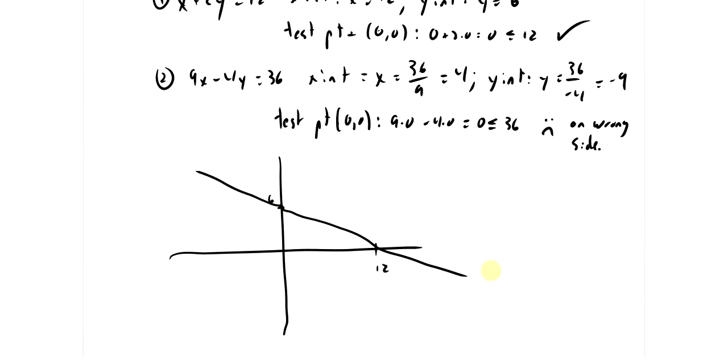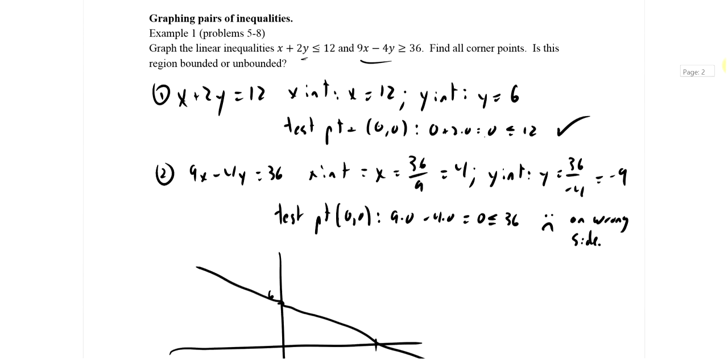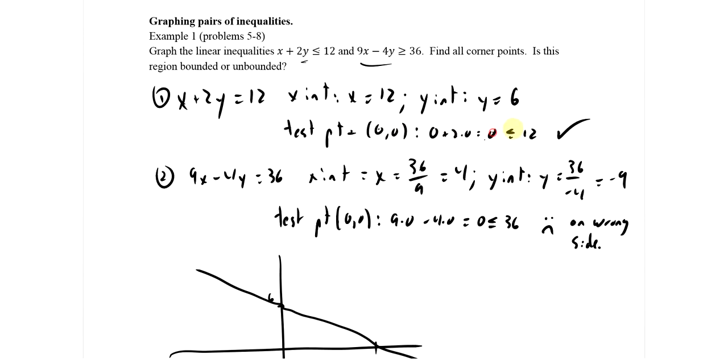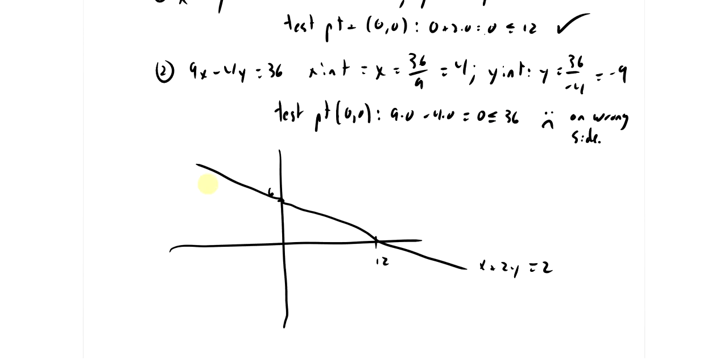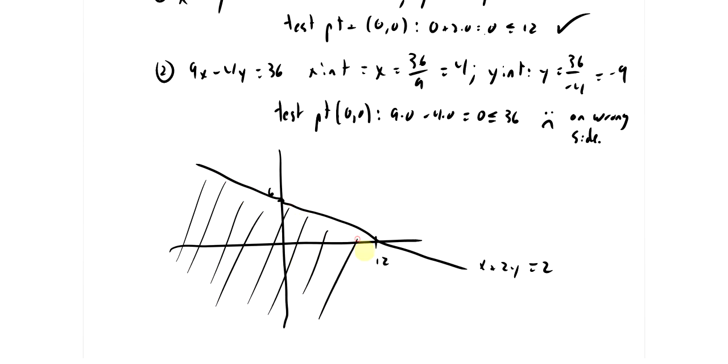Great, so that line is x plus 2y equals 12. When I plugged in 0, 0, I got something true, because 0 is less than or equal to 12. So it means 0, 0 is on the side that I want to shade in. So 0, 0 is here, and that means I want to shade in this side.